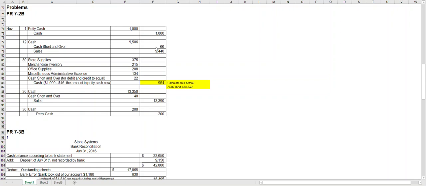Now, being a credit, that represents that your cash was long, which makes sense here because you had a little bit more in cash than you did in sales.